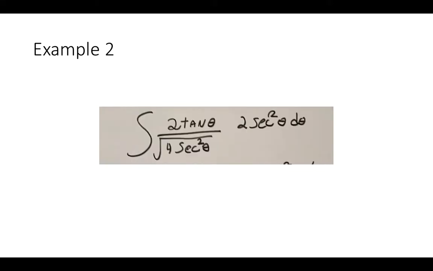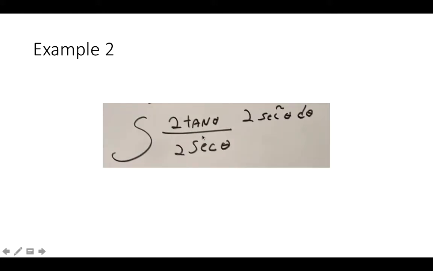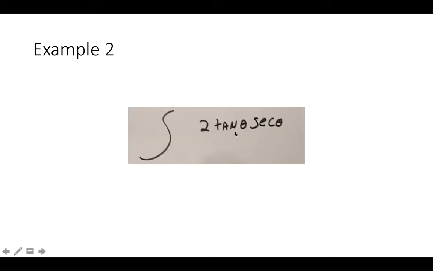All right, what else do we want to do? Let's first of all start actually doing the square root. So when we take the square root, we're left with 2 secant theta. So now what do we want to do? We can cross out the 2's, and we can cross out 1 secant. So now we're left with 2 times tan theta times secant theta. What can we do now? We can move the 2 in front.